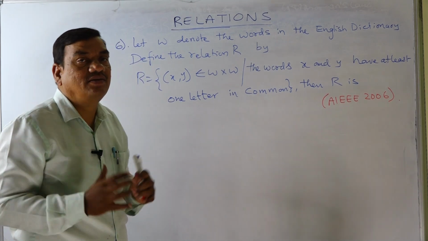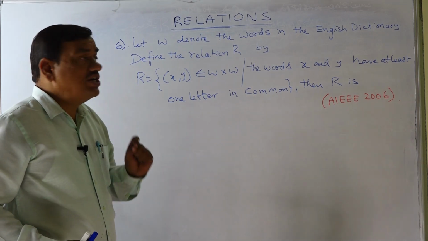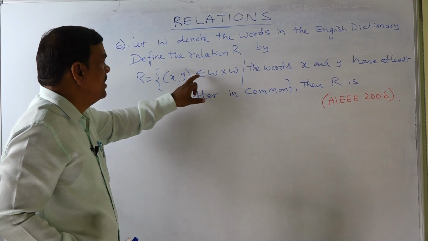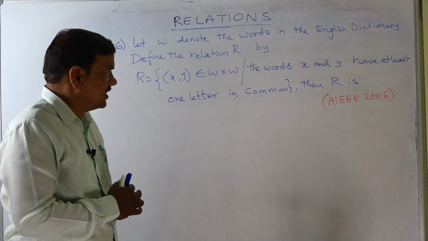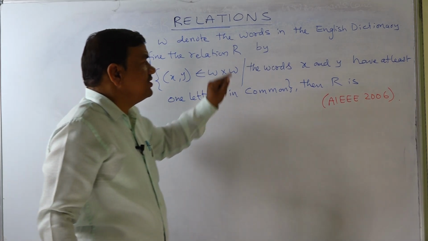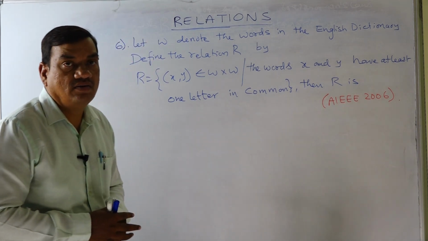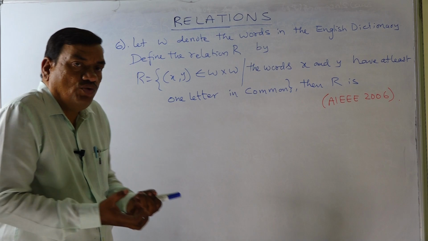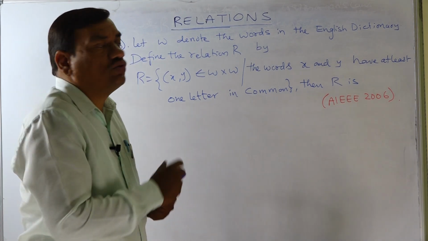In that dictionary, in those words, a relation is defined. How is the relation defined? (X, Y) belongs to W cross W, such that the words X and Y have at least one letter in common. At least one letter in common. That means you have to take the words which have at least one letter common.